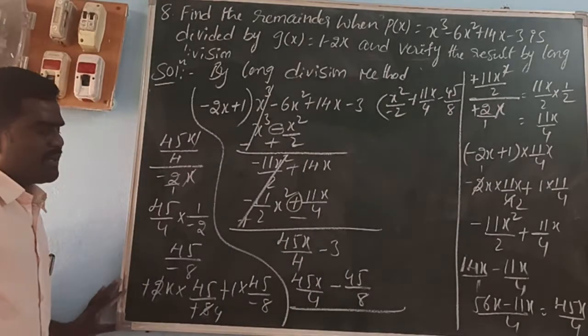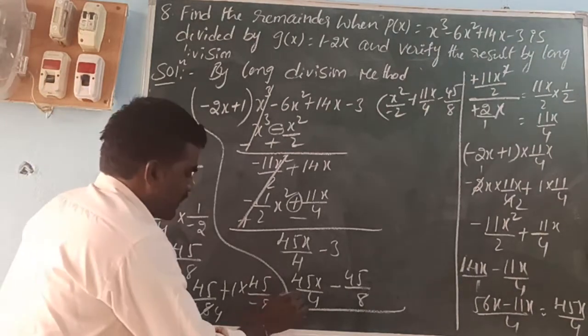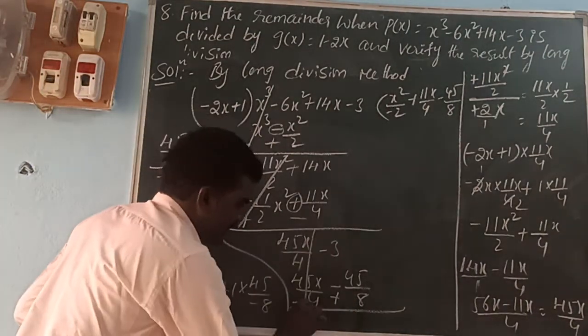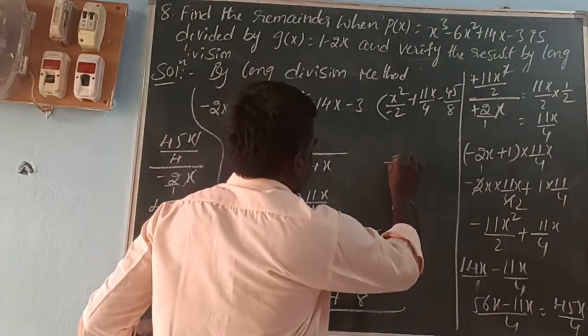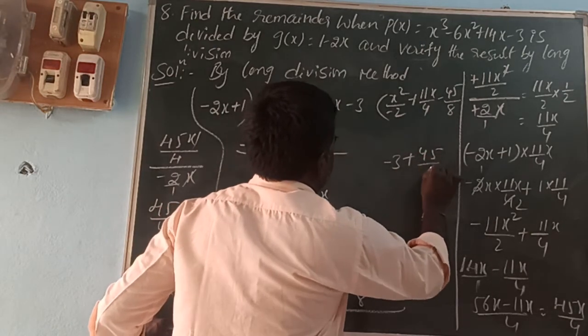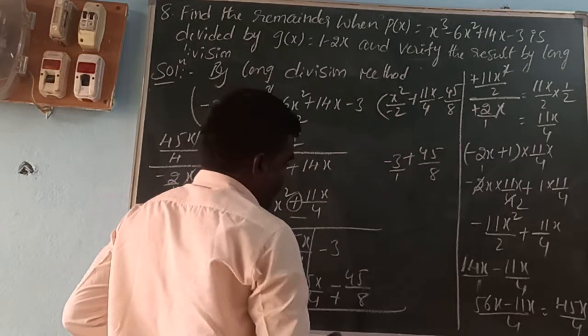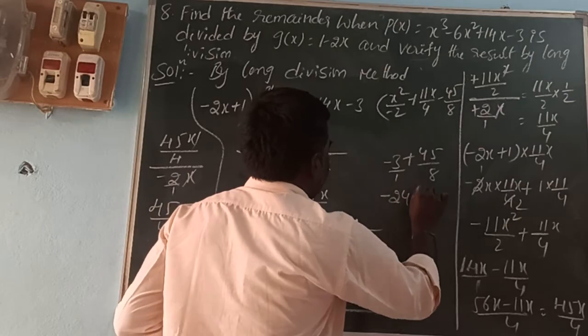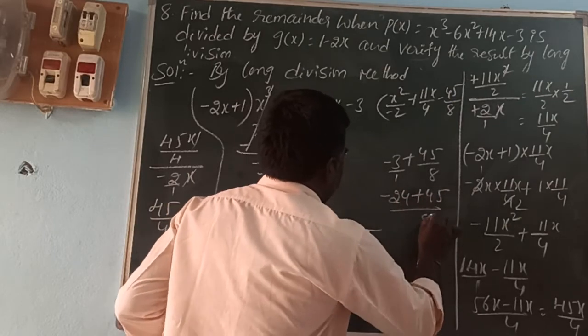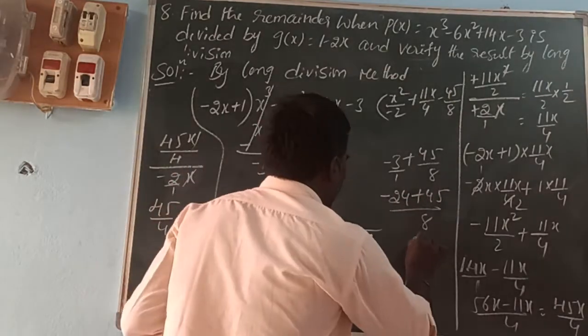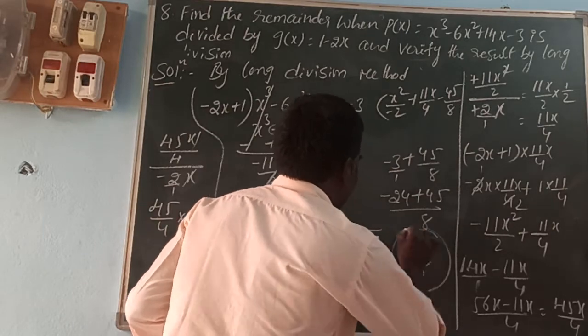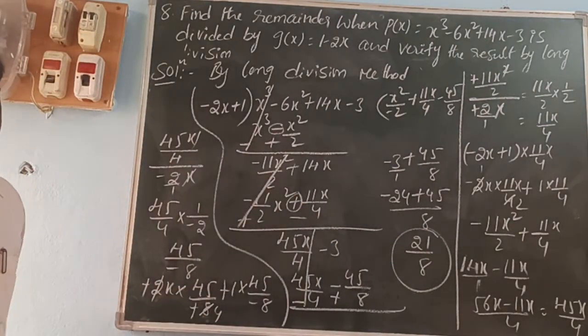So division is nothing but subtraction. Plus becomes minus, plus; both are cancelled. What is remaining? Minus 3 plus 45 by 8. So here we can do cross multiplication: minus 24 plus 45 by 8. Minus 24 plus 45, that is 21 by 8. So the remainder is how much? Minus 21 by 8.